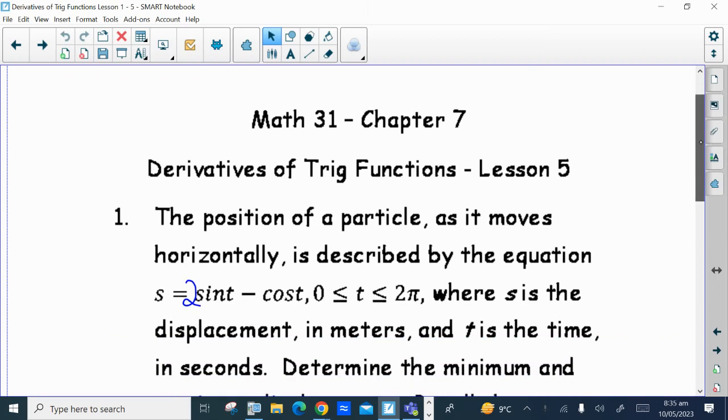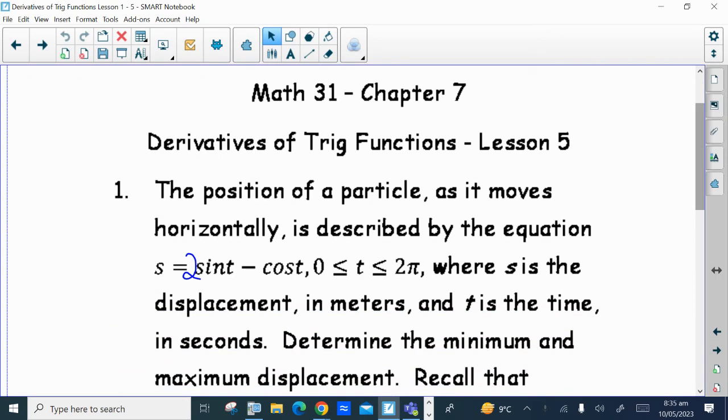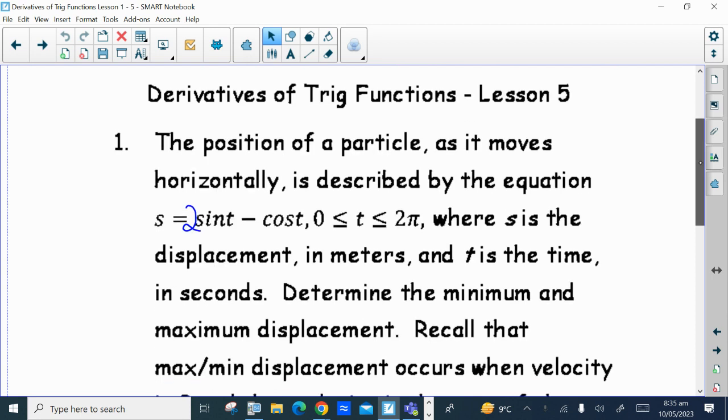Oh no. So remember that we can use derivatives for determining max and mins. So we'll do that with some equations involving trig functions. The position of a particle as it moves horizontally is described by the equation S equals 2 sine t minus cosine t, where t is between 0 and 2 pi.